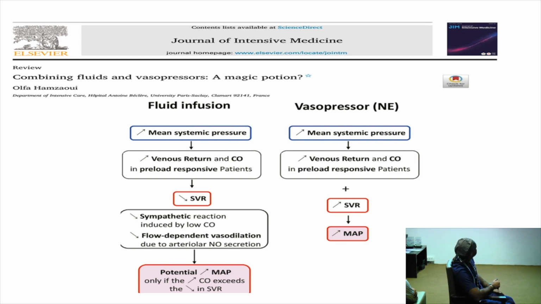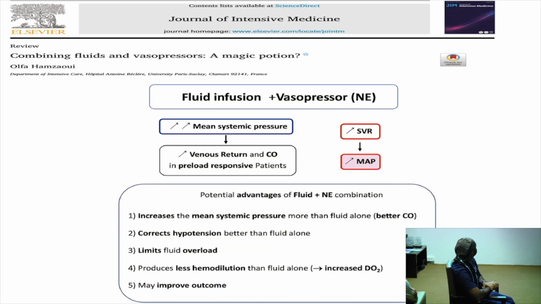But if you look at the vasopressor, it increases the venous return and cardiac output, but also increases the systemic pressure. So the mean systemic pressure is more. So what happens if you combine these two? The overall effect is better. The mean systemic pressure is more, and it corrects hypotension faster.